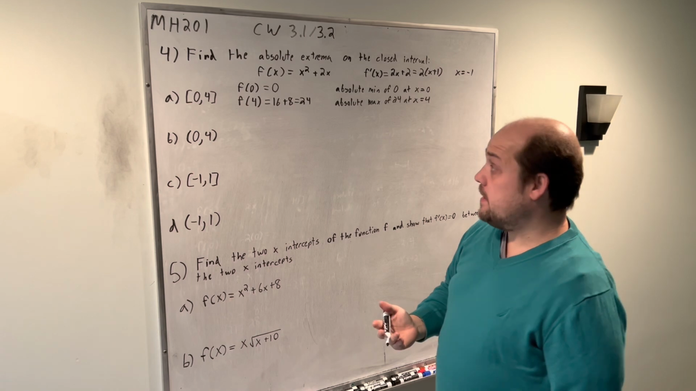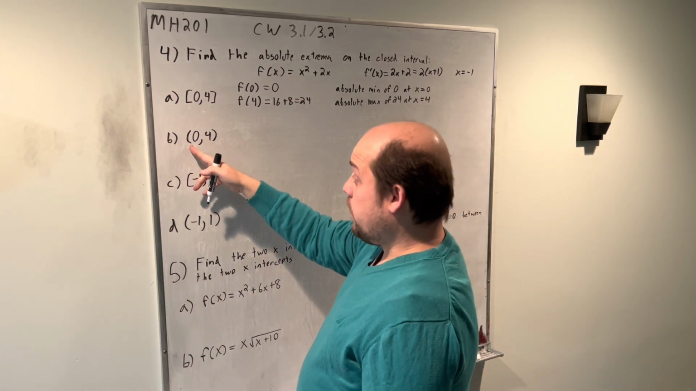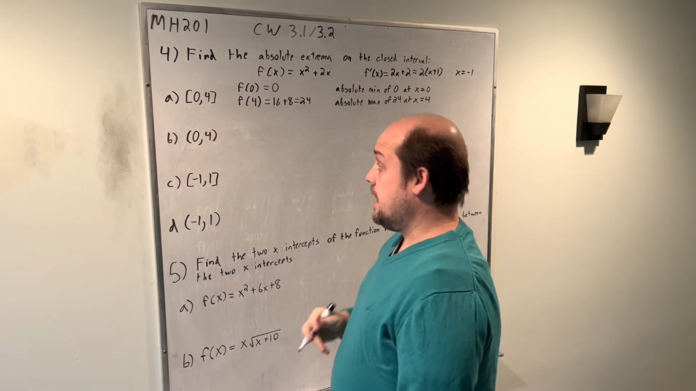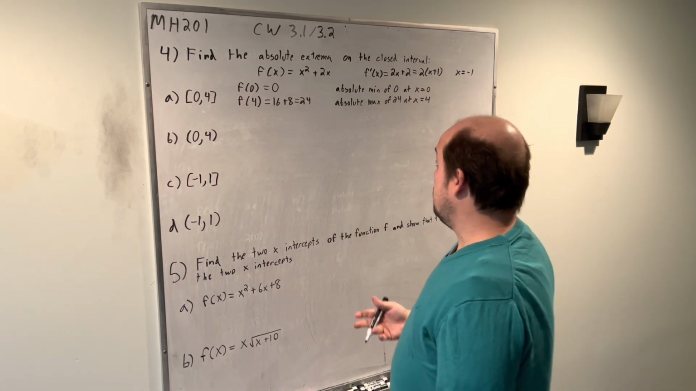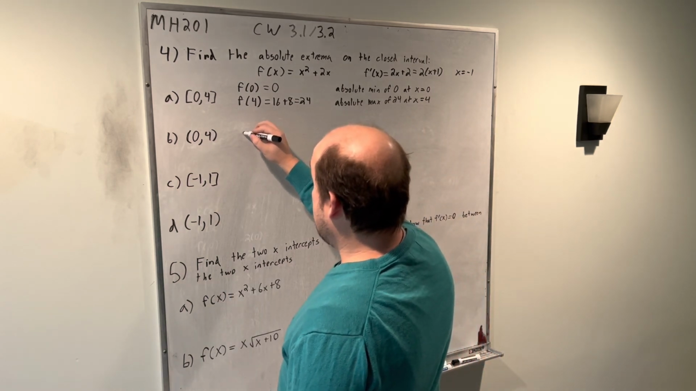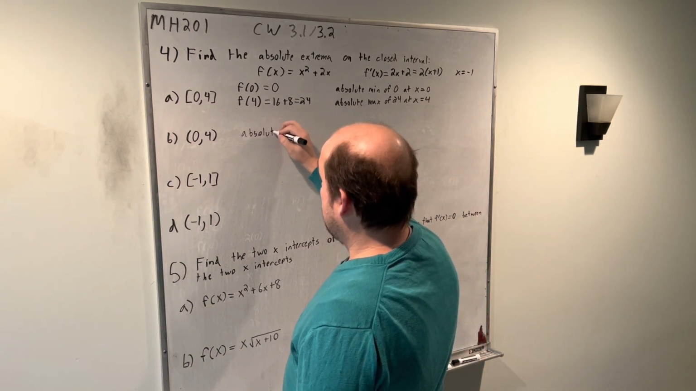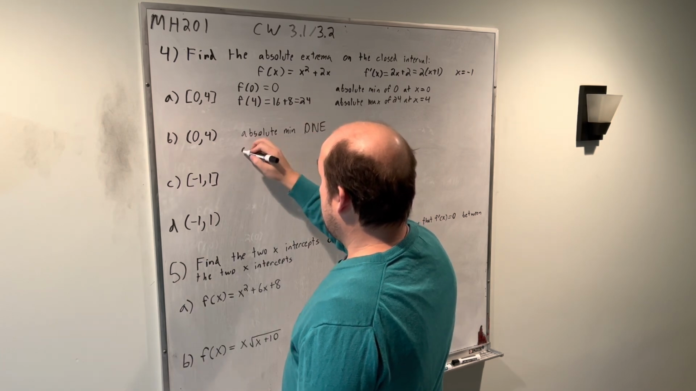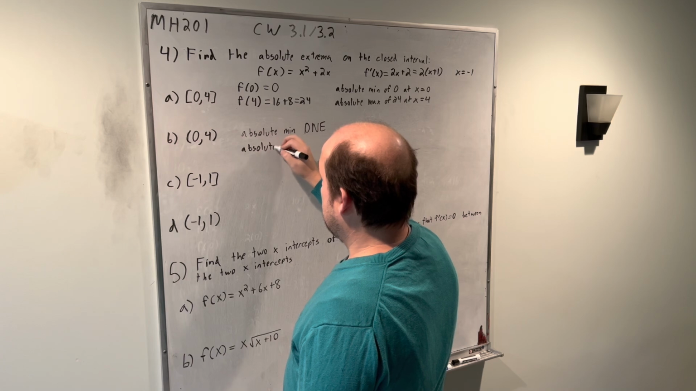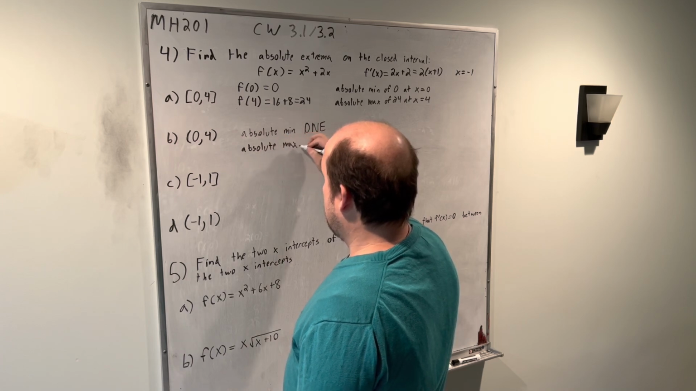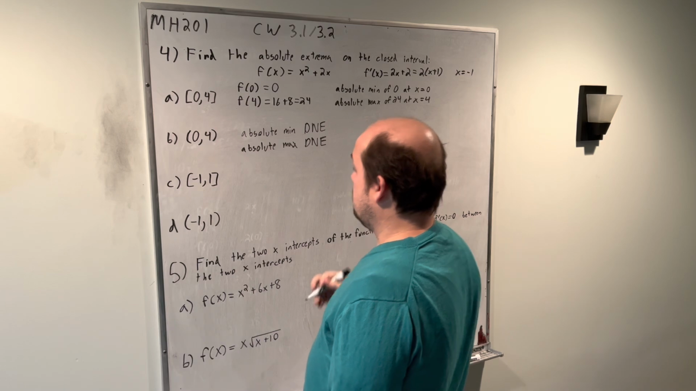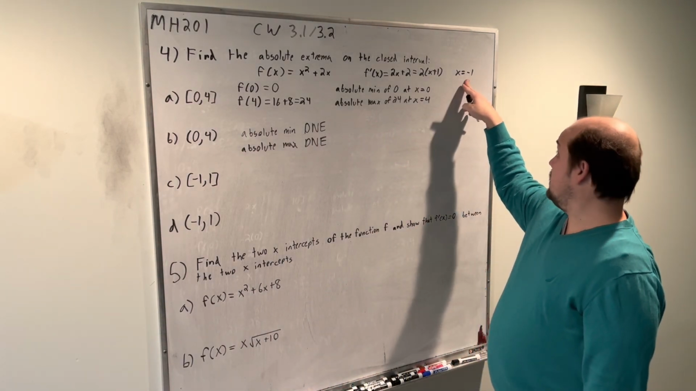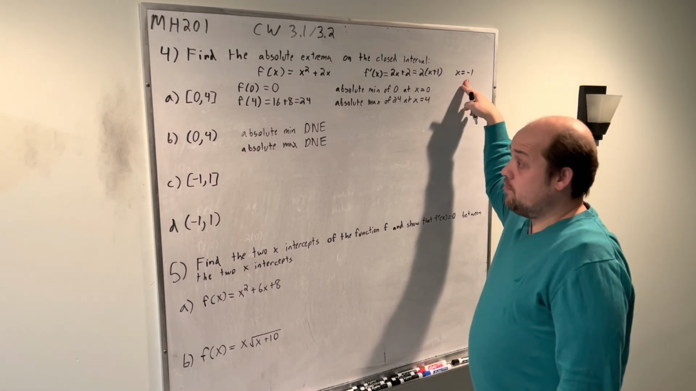When I go to do the parentheses, again, I don't have an absolute min or an absolute max because my numbers should really be at these endpoints, and I don't ever get to those endpoints. So for this one, I would have to say absolute min does not exist. Absolute max does not exist.